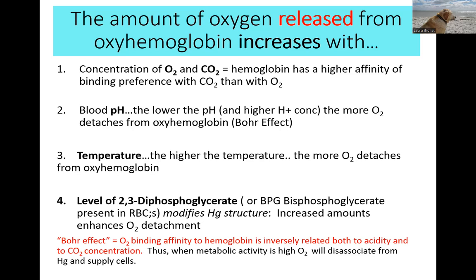The Bohr effect is that oxygen binding affinity to hemoglobin is inversely related to both pH and carbon dioxide concentration. Thus, when metabolic activity is high, we're dropping off a lot of oxygen. We don't have to work too hard to do it because the carbon dioxide is abundant there, and the lower the pH, or the higher the hydrogen ion concentration, and the higher temperature, as well as the higher amounts of this 2,3-diphosphoglycerate, all encourage hemoglobin to let go of that oxygen and leave it there for the cells.